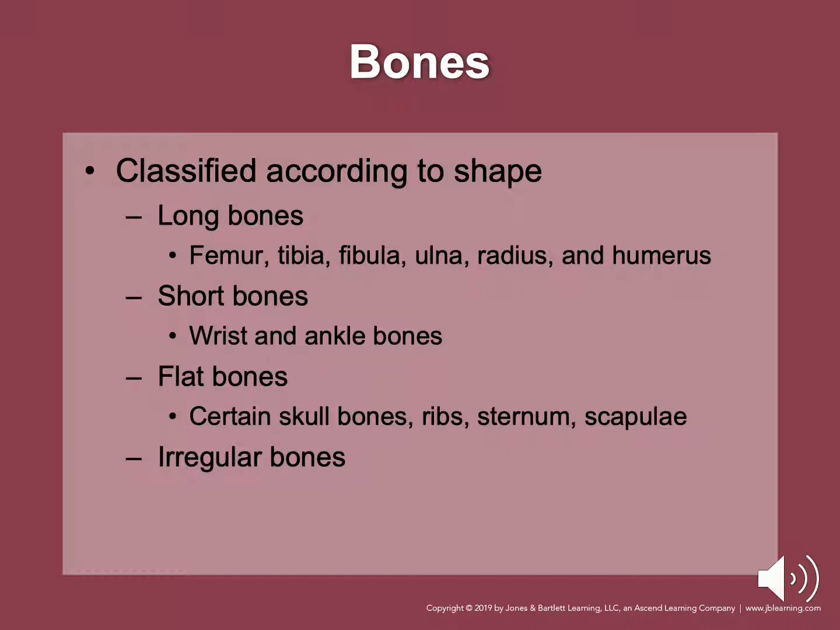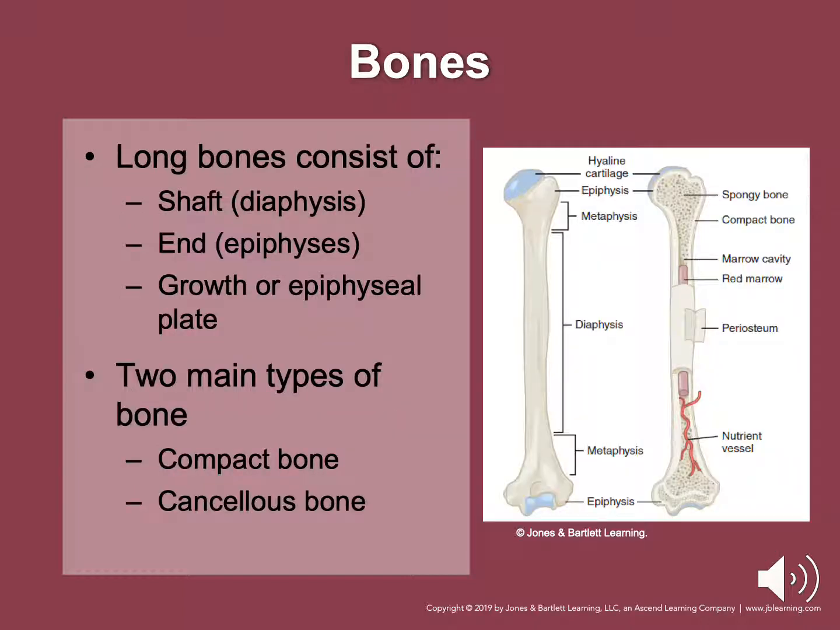So your long bones will consist of a shaft, the end of it, and then the growth or epiphyseal plate that should go right at the top of the long bones. Two main types of bones: compact bone and cancellous bone. These consist of a lacy network of bony rods called trabeculae.